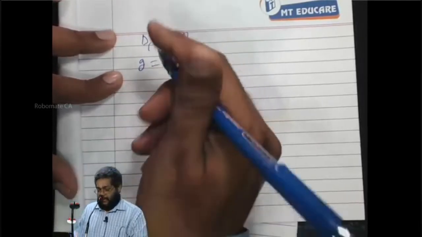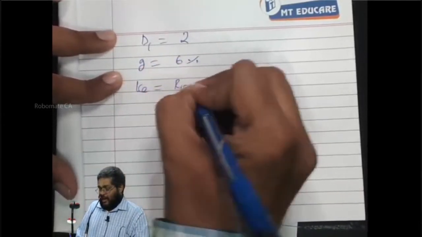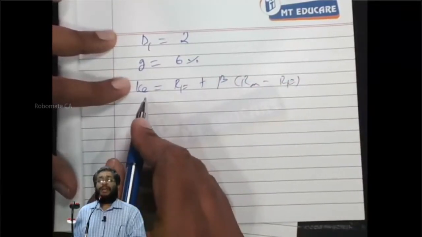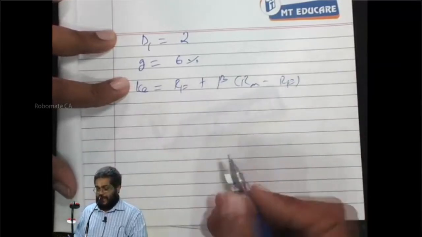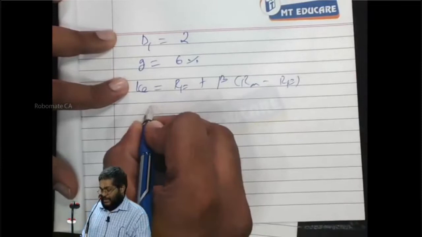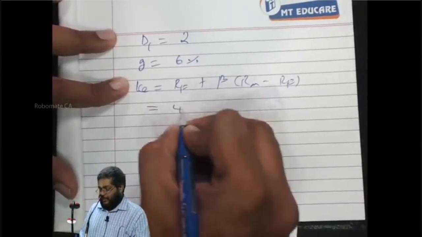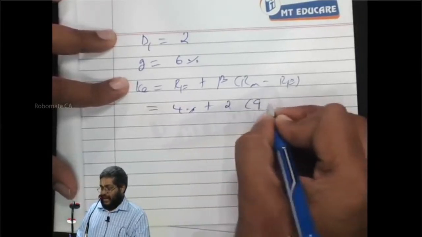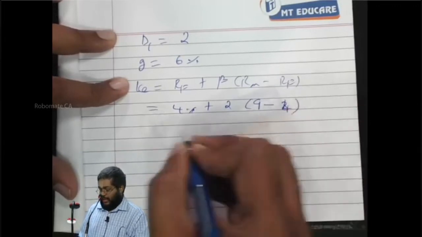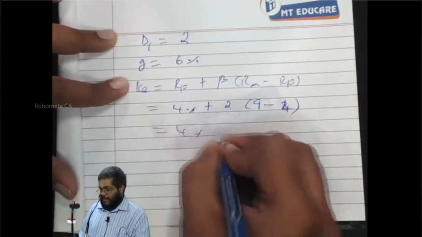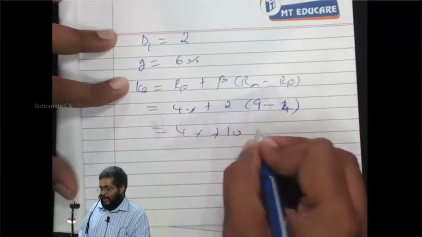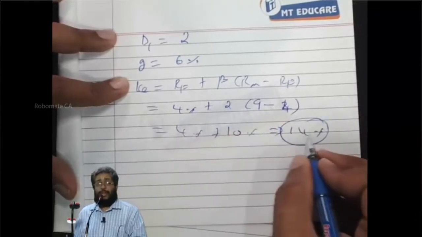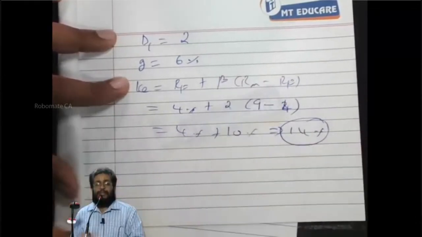I find KE equal to RF plus beta into RM minus RF. This is the required KE. For example, suppose the risk-free return is 4%, and beta is 2 times. Market return is 9%, so the market risk premium is 5%. Tell me, what is the required return here? It is 4% plus 2 into 5, which gives 10%, so 14%. The return required is 14%. Everybody yes or no?